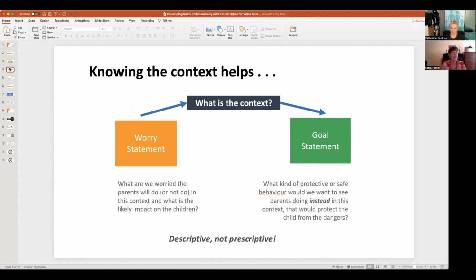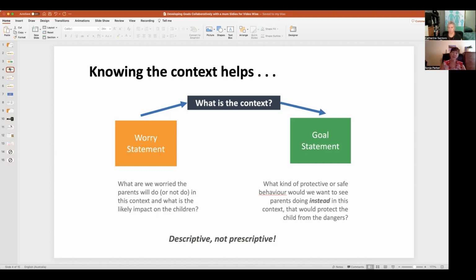So, for example, if we're worried about a dad or a partner being violent to the mum and the impact that that's likely to have on the kids, the greater our understanding of the context in which that occurs, the more we can be focused in terms of our intervention with the family. So if we know the context, it really helps us to target and focus the goals.